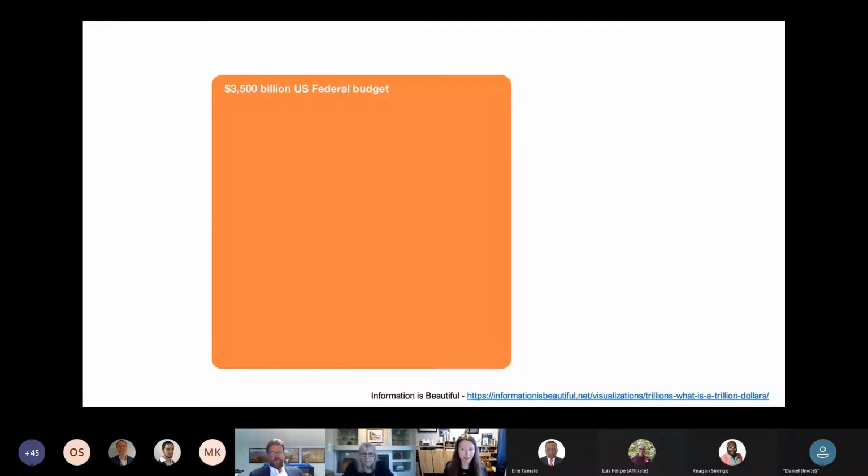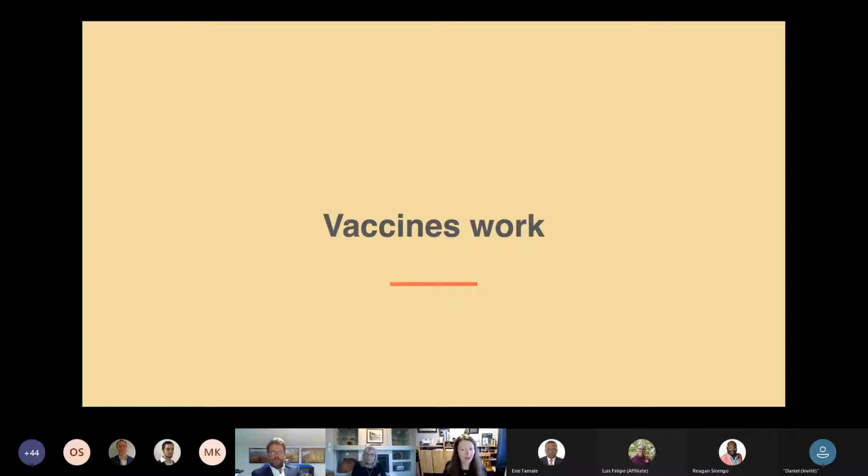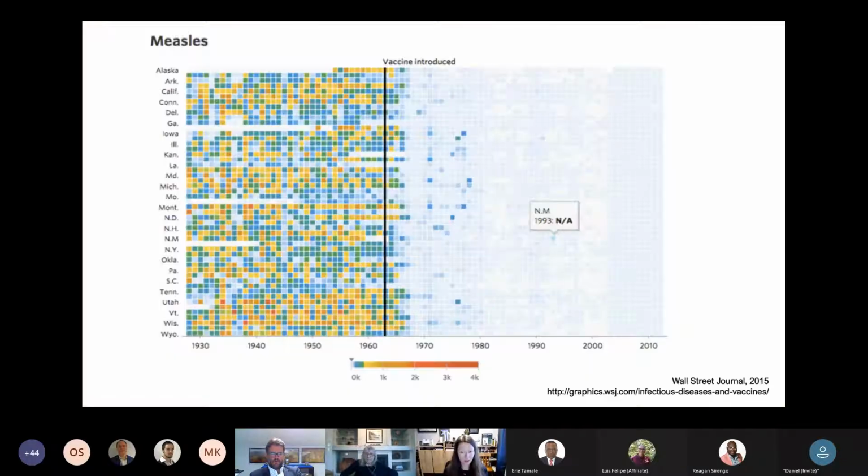So you can tell me that a $100 million cut to the US federal budget is only a fraction of the full $3.5 trillion budget. Or you can show me, like Information is Beautiful does here. You can tell me that vaccines work, or you can show me what happens to infection rates after a vaccine is introduced, like this graphic from the Wall Street Journal.